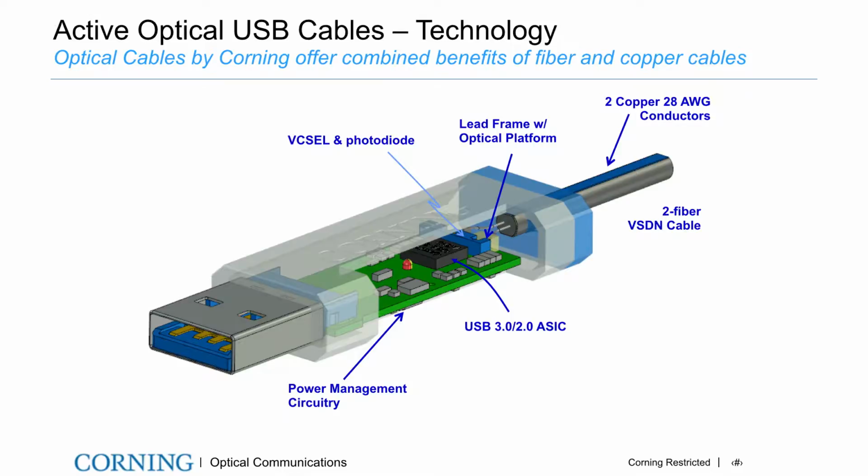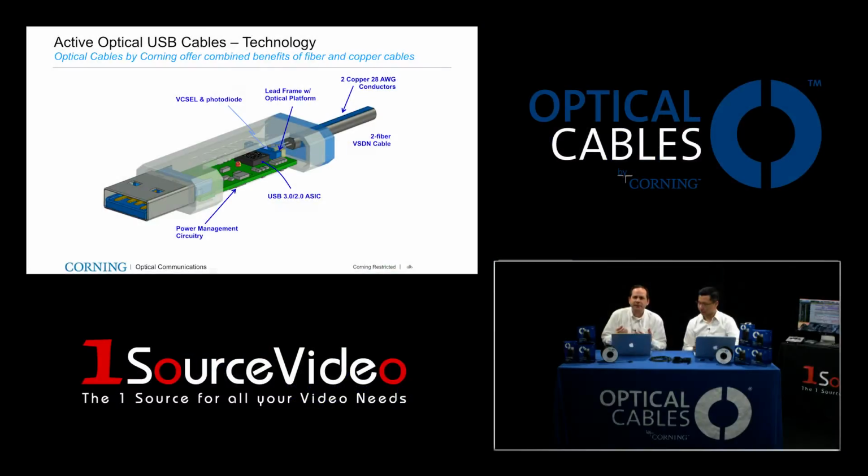So on this next slide, you can take a closer look under the hood. We peel back the shell and we can show you that there's a special ASIC. That's just an application-specific integrated circuit. But what that means is it can take the electrical USB 2 and 3 data, multiplex it, and send it down a single 80 micron VSDN fiber.